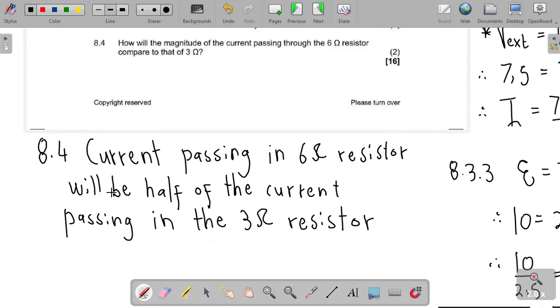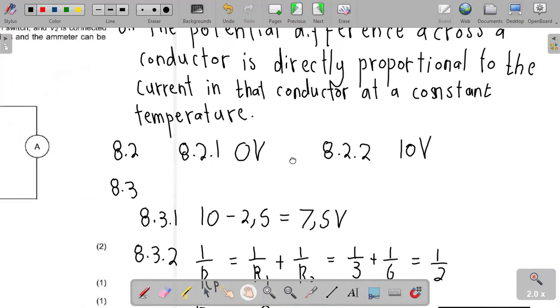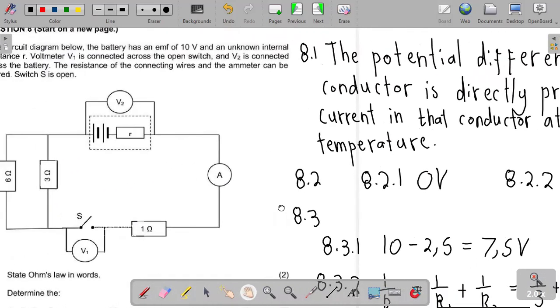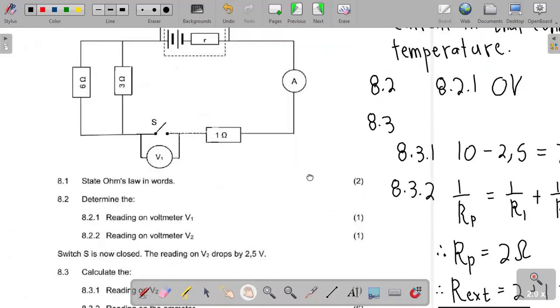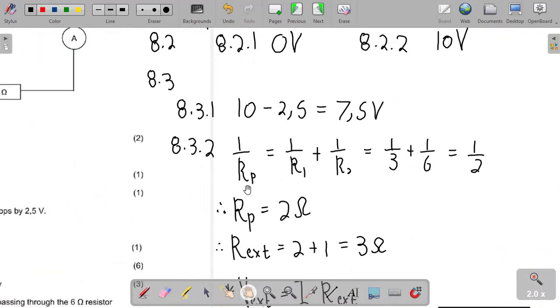Okay. So this is it for this question. Okay. This was question 8, and then it had 4 questions, and those are the answers.